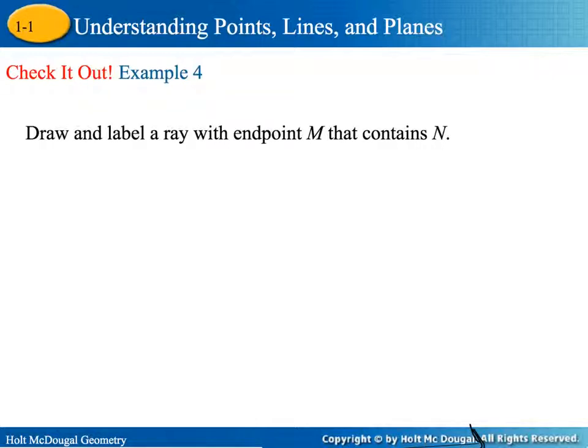All right, now they want me to draw and label a ray with endpoint M that contains N. So this is example 4 in our notes. First, I'm going to draw my line. The endpoint is M, so this is the point that comes with the dot. So this is going to be M. The ray is going to continue out this way, so I draw the arrow. And it contains a point N, so somewhere on this line, there's going to be a point N. So that's all you would do for this one.